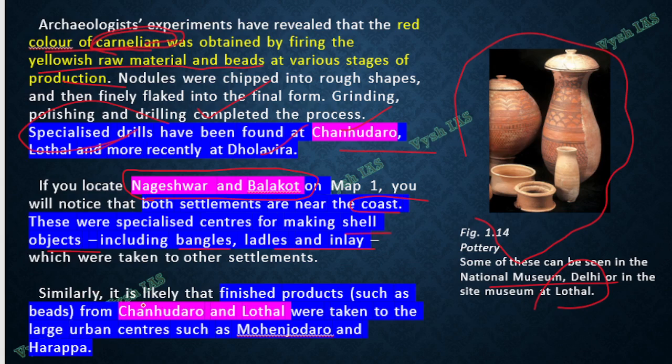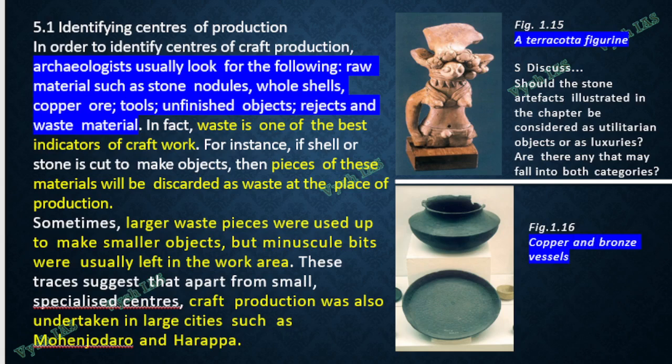So again, make a note. Nageshwar and Balakot are coastal cities. Channu-daro is like a craft city where drills and other things are found. Channu-daro and Lothal yielded a lot of finished products of beads and everything. Mohenjo-daro and Harappa are large urban sites. Like this, every piece of factual information you have to learn by heart. Study it now itself. Don't keep it for later.